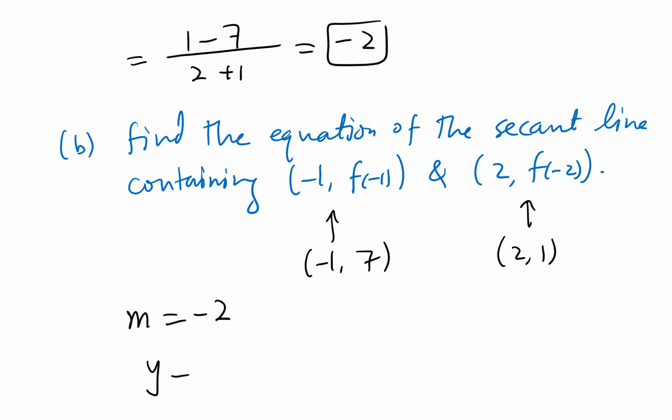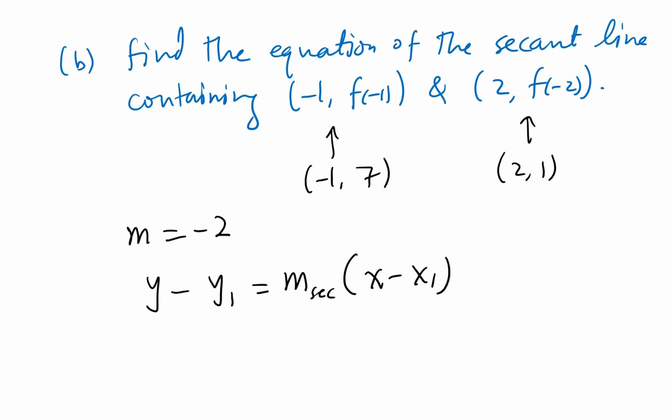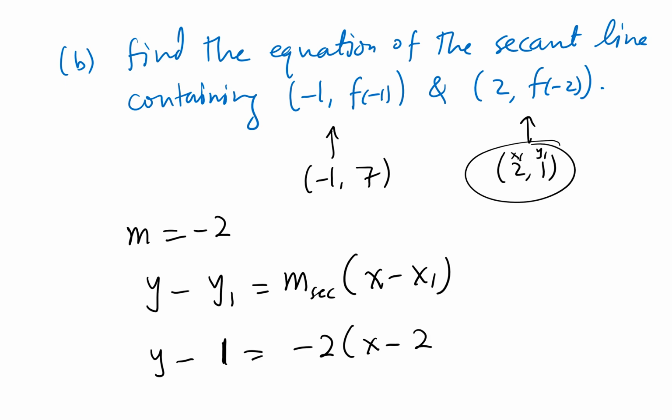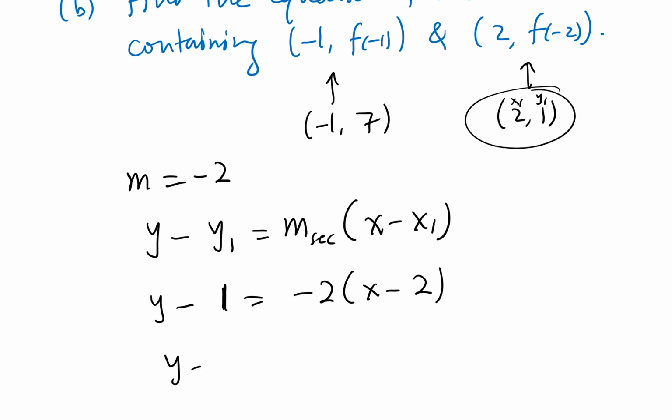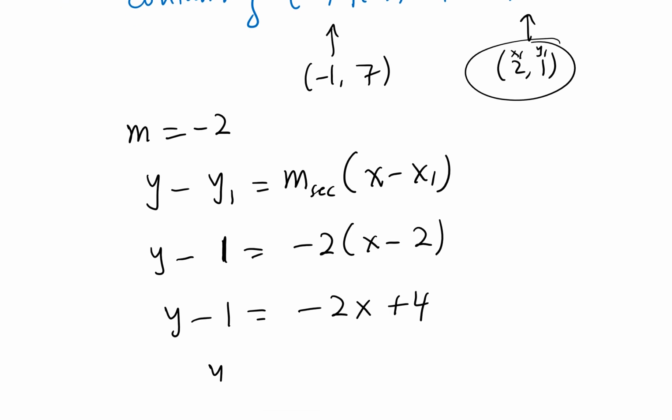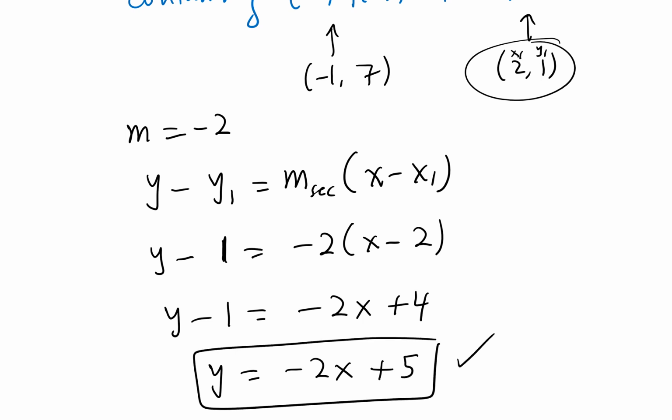We can use y minus y1 equals the slope of the secant line that we just found, times x minus x1. We learned this in a previous section, I believe section 1.3. We can pick either of the 2 points. Maybe I want to pick this point as x1, y1. So y minus 1 equals -2 times x minus 2. Keep this the same. Multiply the -2 in. Then add 1 to both sides. y equals -2x plus 5. That's the equation of the secant line.